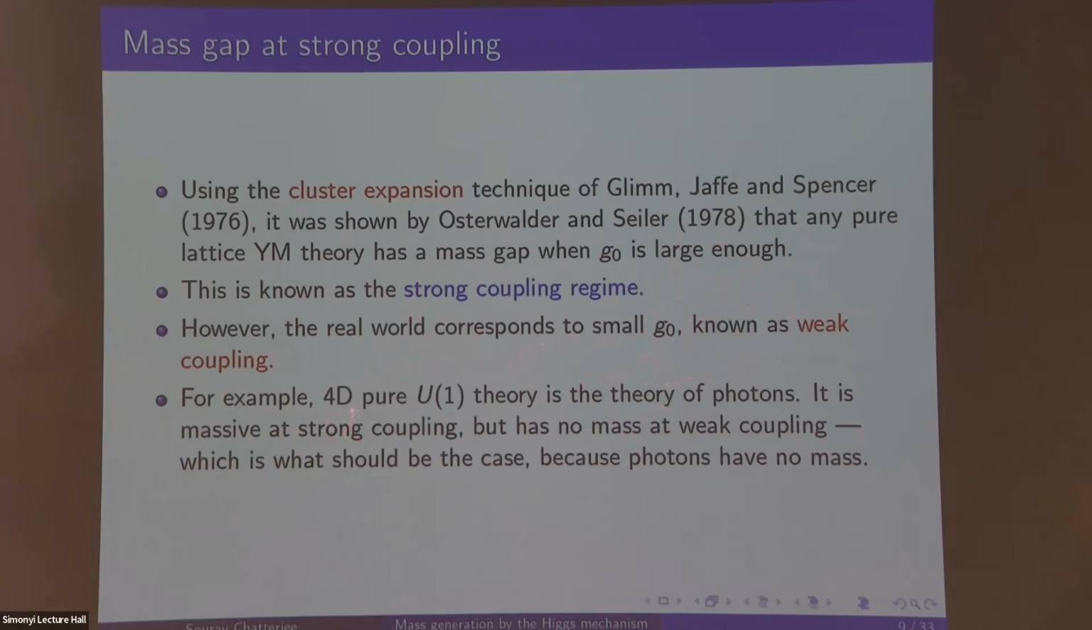So for example, if you consider in 4 dimensions pure U1 theory, if the gauge group is U1 and you consider it without any Higgs field, this is a theory of photons, and it's massive at strong coupling, but that doesn't correspond to reality because photons have no mass. And so the weak coupling is the one that corresponds to the real world. Okay. So the challenge is to understand these theories at small g0. Any questions about this? If you want to look back at something, let me know.